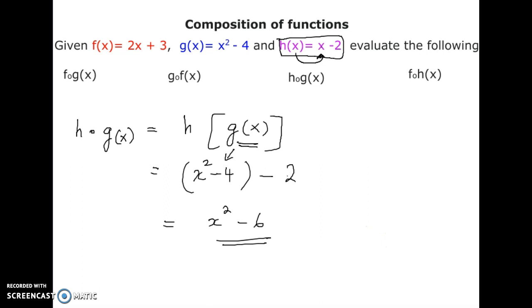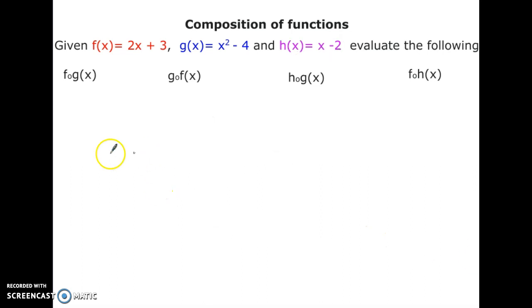Last question, let me clear this. F of h of x. Remember, they will give you questions. They might always give you different functions. You have to make sure you're choosing the correct functions. We are dealing with f and h here. We do not have to use g in this problem. So f of h of x. So I'm going to write h of x here.